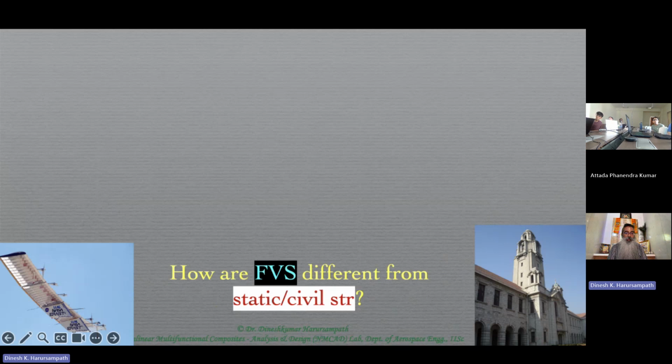Are you able to see my mouse pointer move? Yes. Okay, good. Or one of the classic buildings on our campus. I don't know if some of you have already visited it.